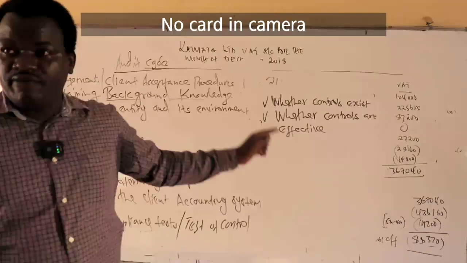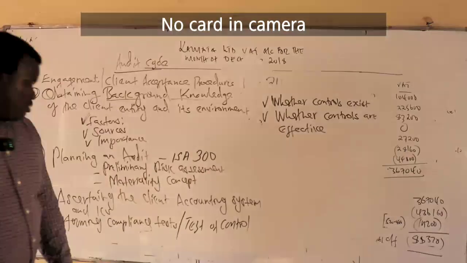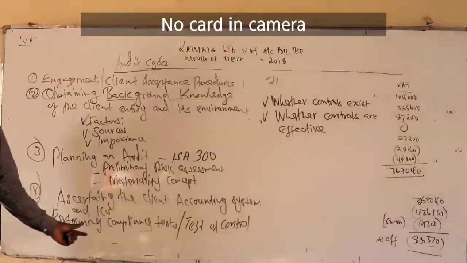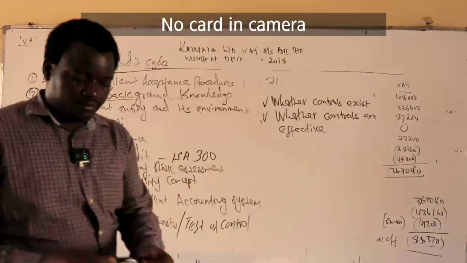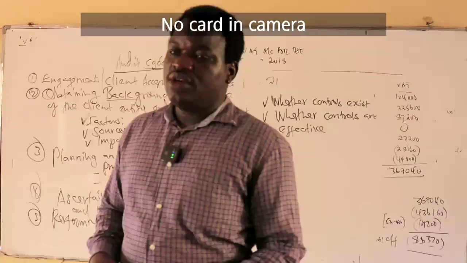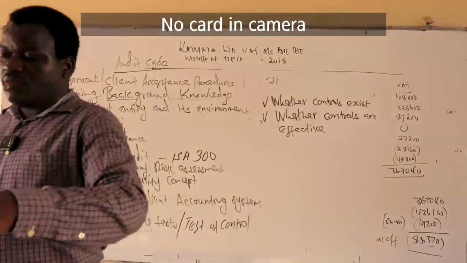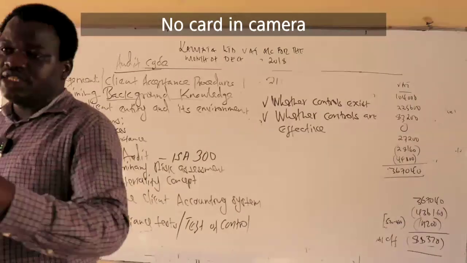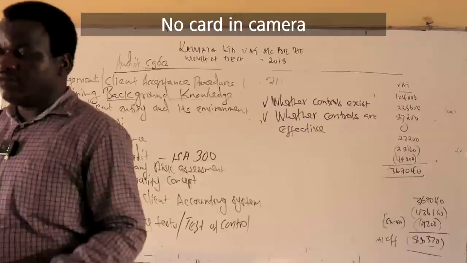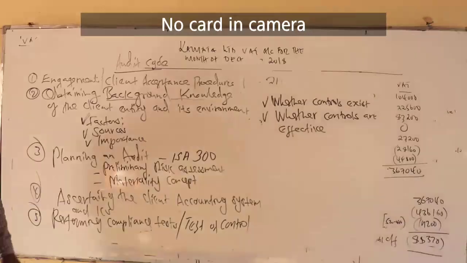Those are the reasons why we perform the compliance test or the test of control. So anytime you come across the term compliance test, just look at the test performed on the system to determine whether controls exist and whether they are effective in detecting and preventing errors and fraud. Compliance test or test of control.